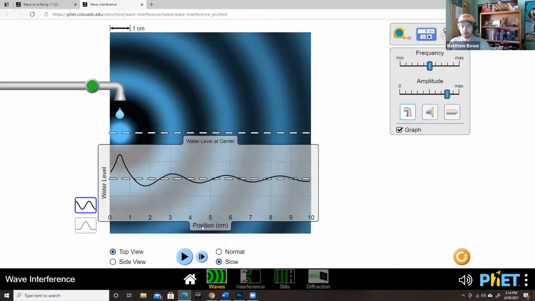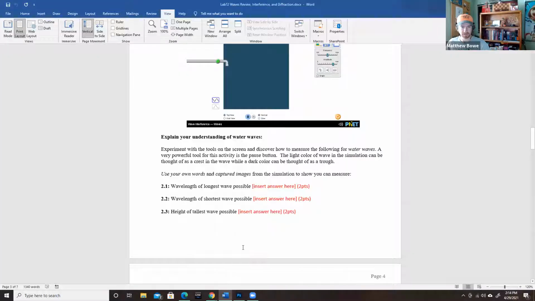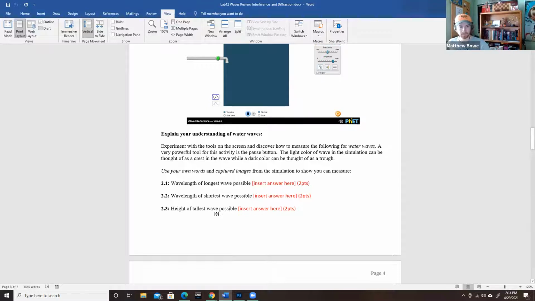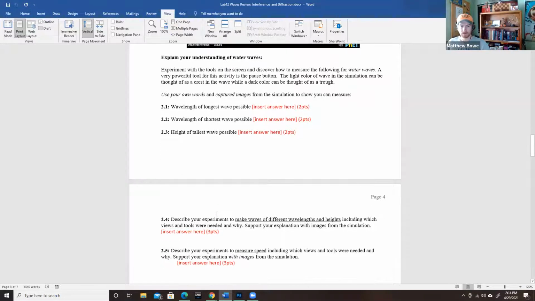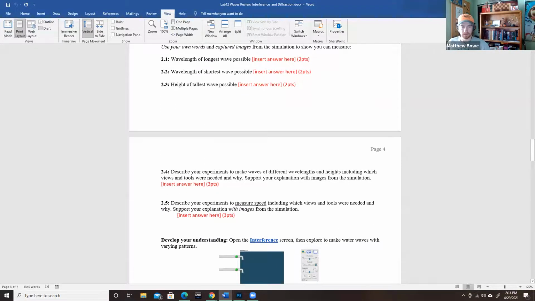To measure this, each of these squares is 1 centimeter long. See, they're each a centimeter. So they're 1 centimeter long and 1 centimeter tall. You'd just be estimating what this is. This isn't the value we need. We need to find what it says in the instructions. So height of the tallest wave possible. All right, so just playing around with that.